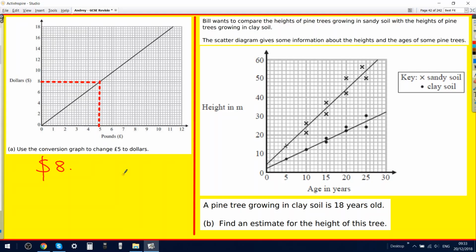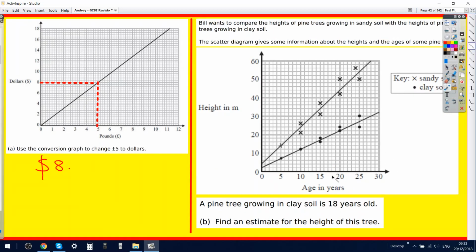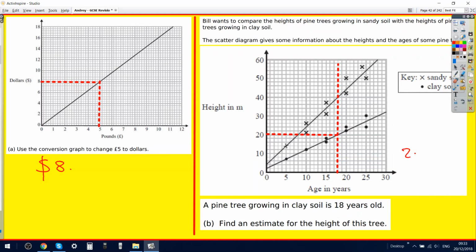All right, sorry. So, will it be around about 20 meters? I think on my screen I would say it's exactly 20. You just have to figure out which of those two it is, and the dots is the clay soil. Did it say clay? Yeah, 20. Okay, so that's 20 meters. That's fine.